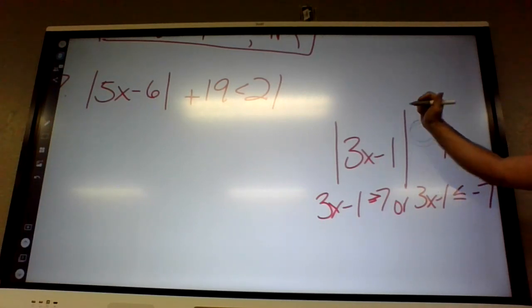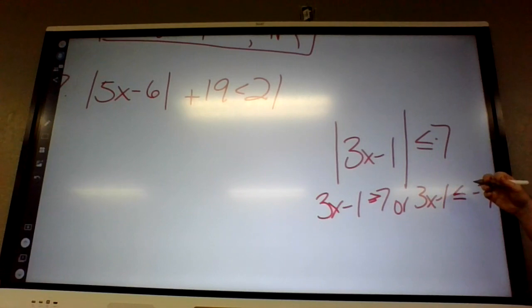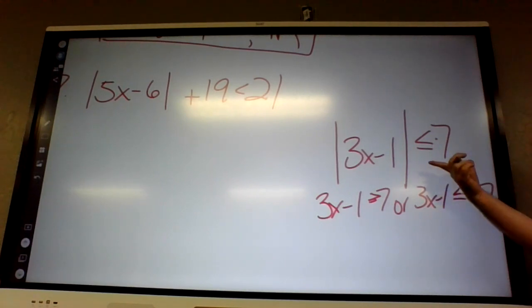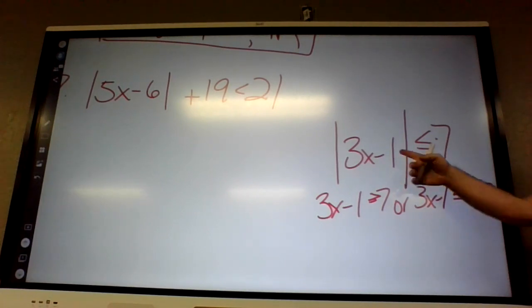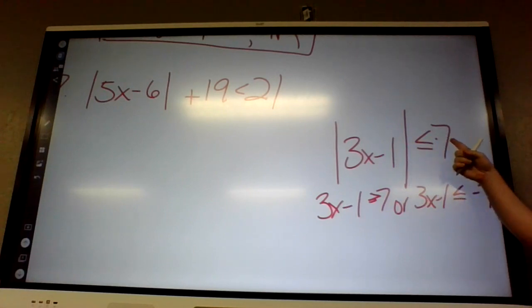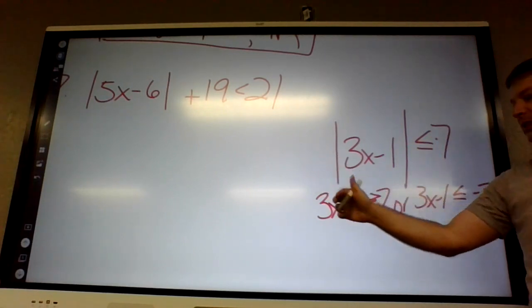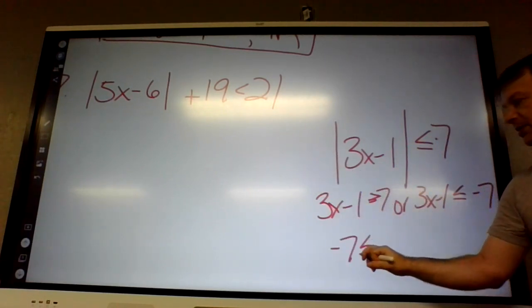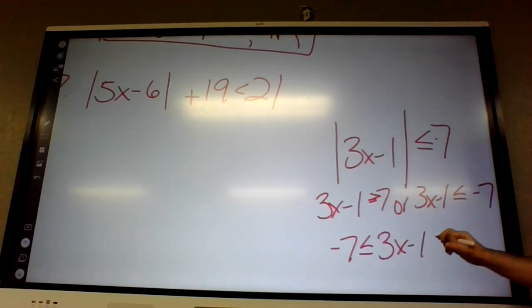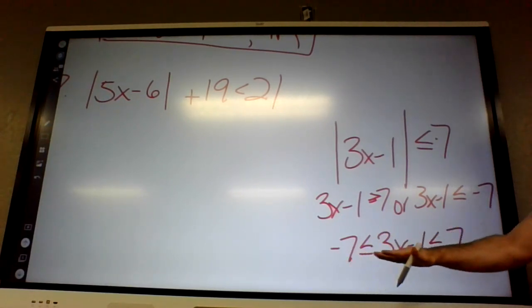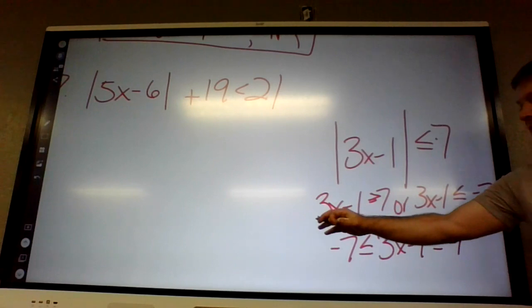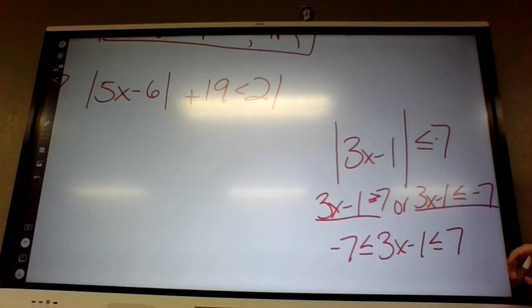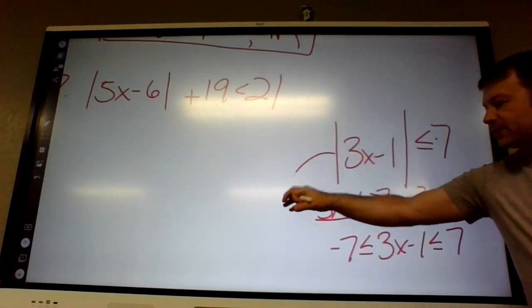Okay, but what if it's a less than or equal to? Negative 7. No. This is the one where it's between. What's it going to be between? 7 and negative 7. So that one was like one solid line instead of two separate things. Is that if it's less than, that's less than, right? Yeah, this is for less than.